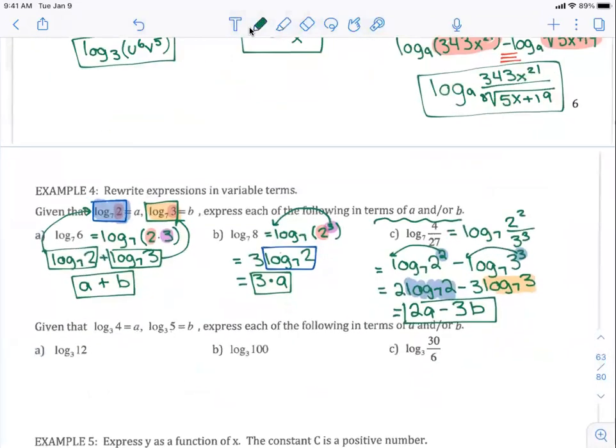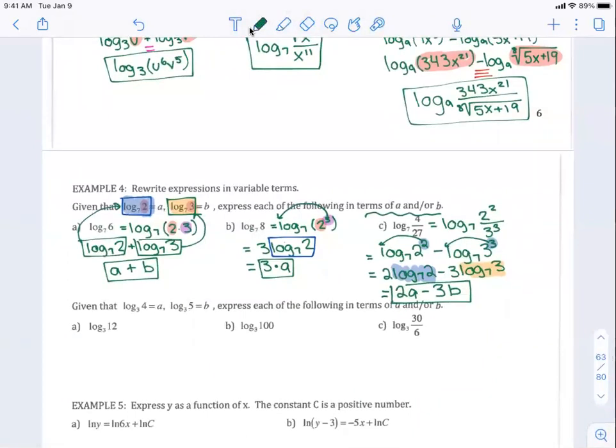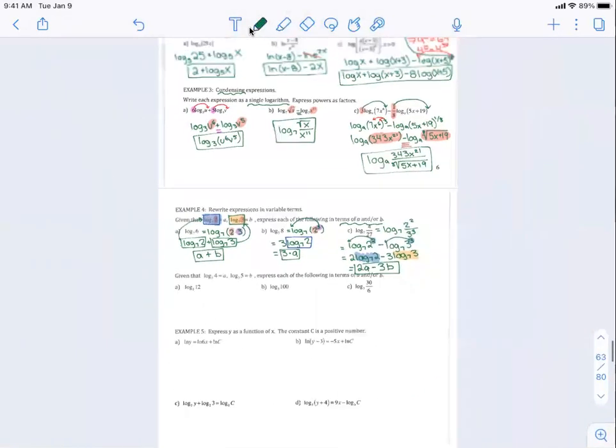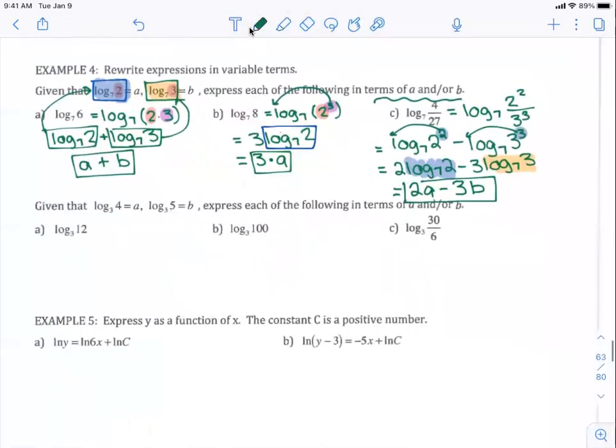Okay, the next example is really just the same thing. So for time purposes, I'm going to go ahead and skip. But if you would like to, this is just extra practice. So if you want to do it and get your answers checked by me, great.